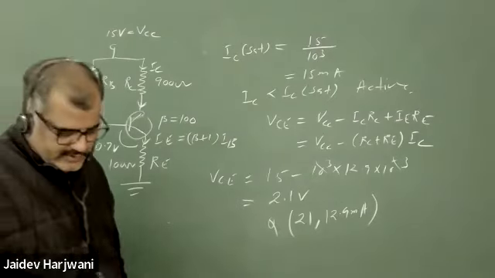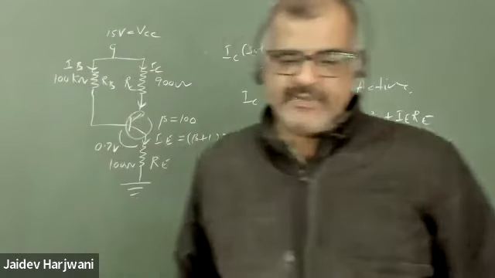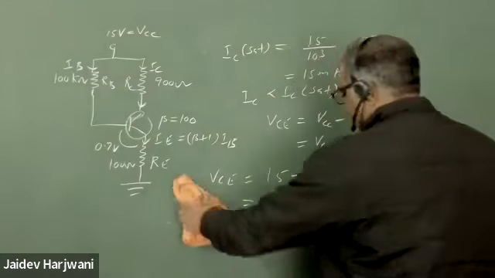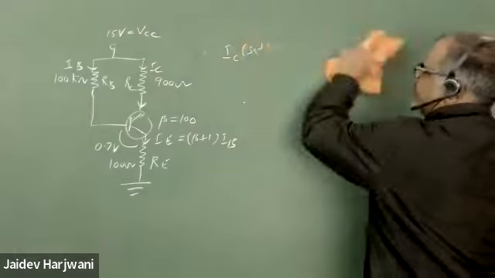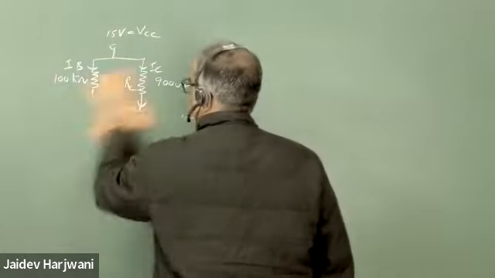Now we will do some biasing, which is used in practical applications. Okay, which is more practical. Okay, which will keep your Q point in active region.